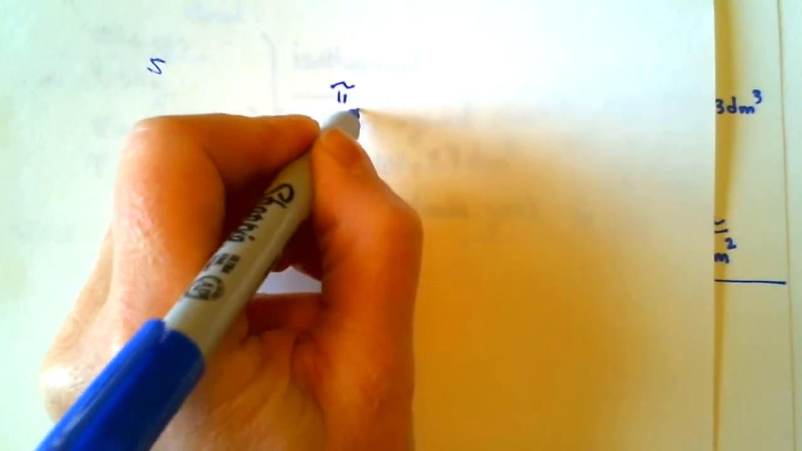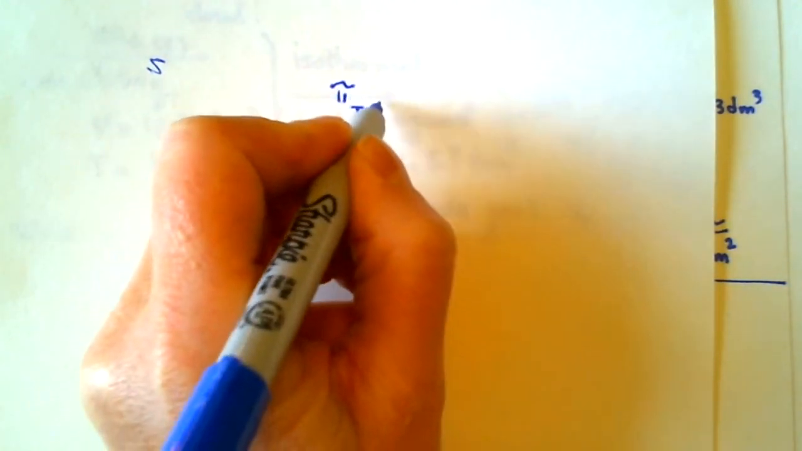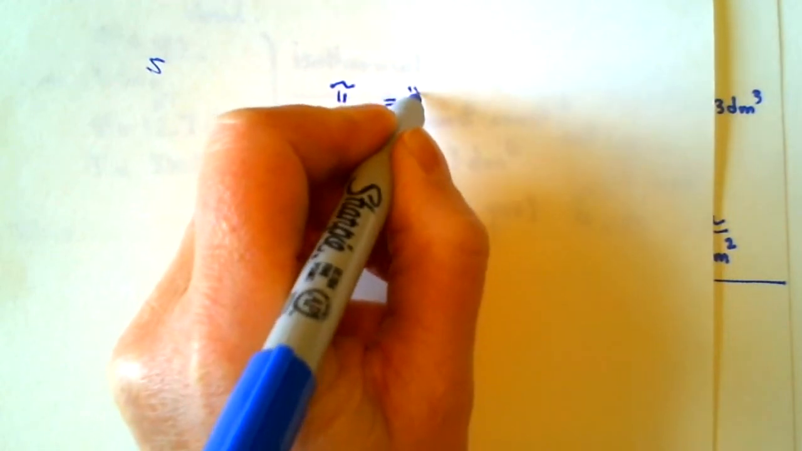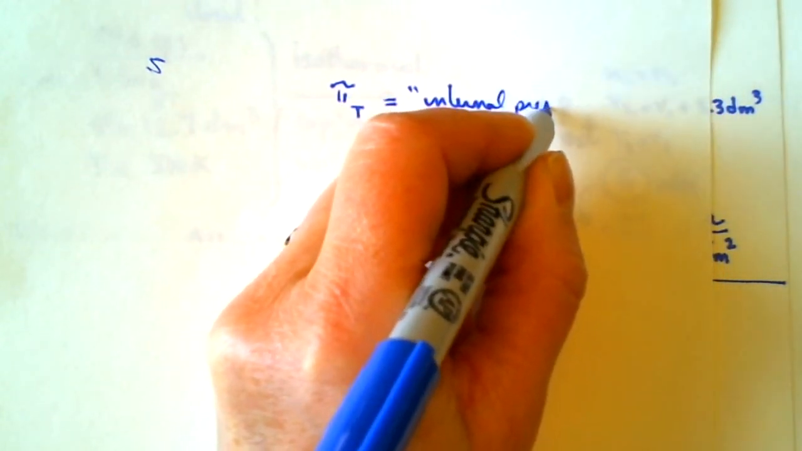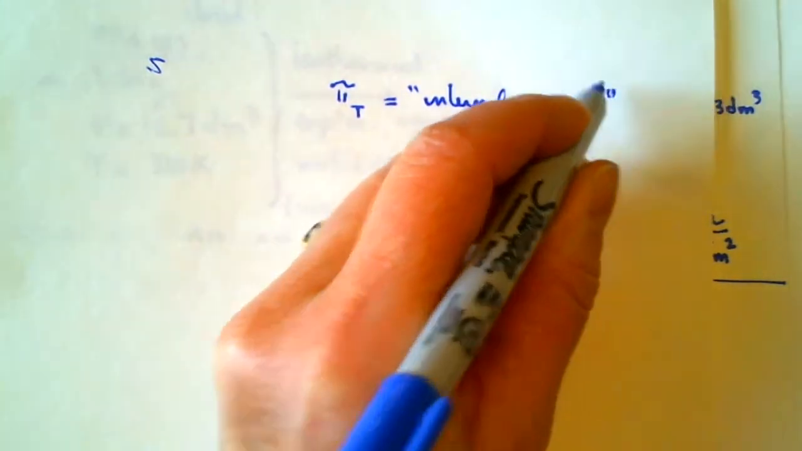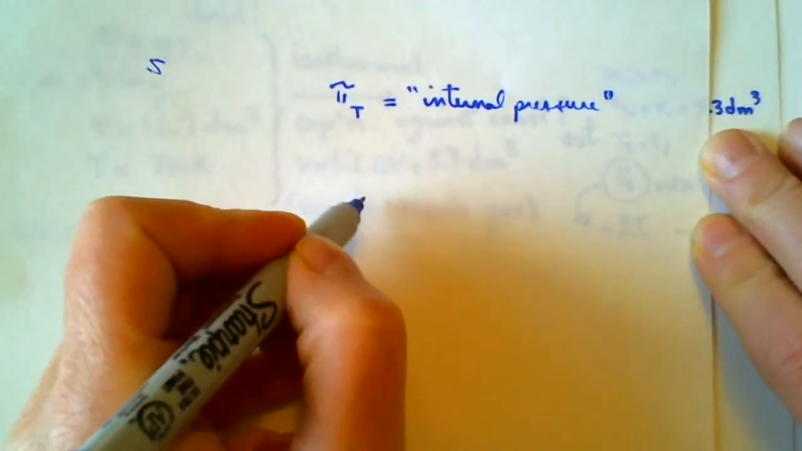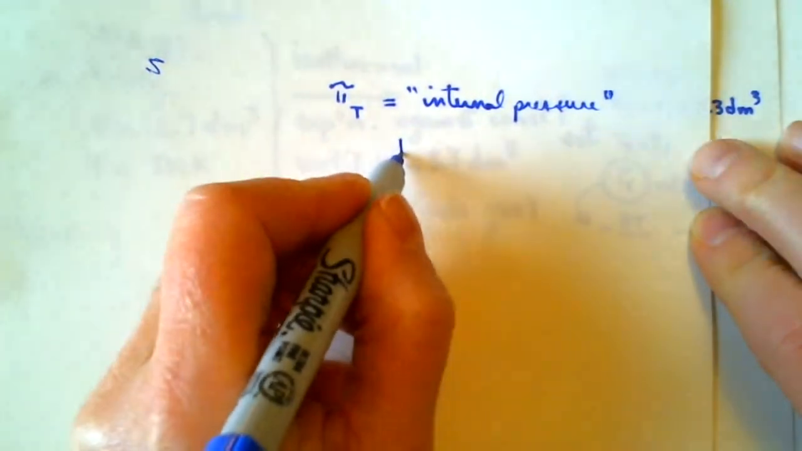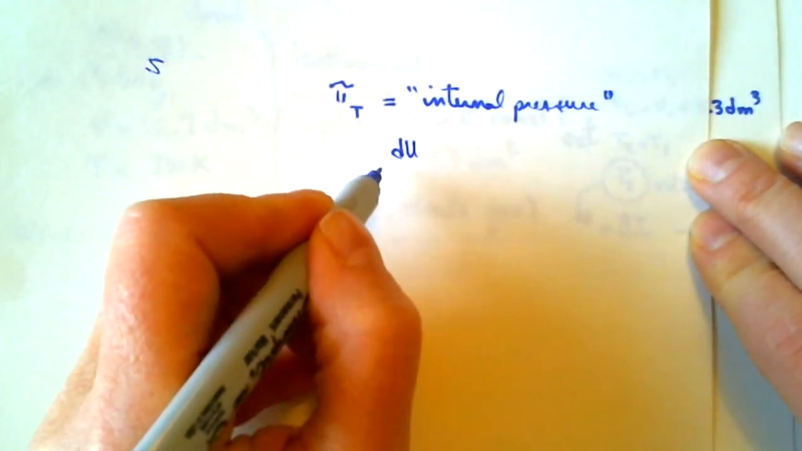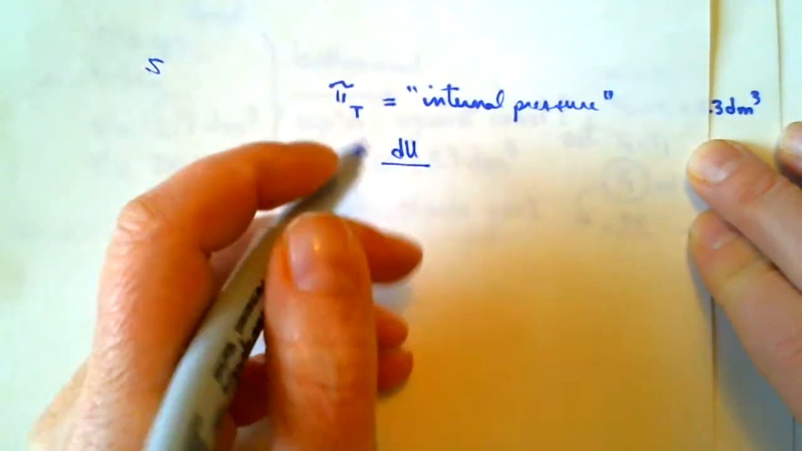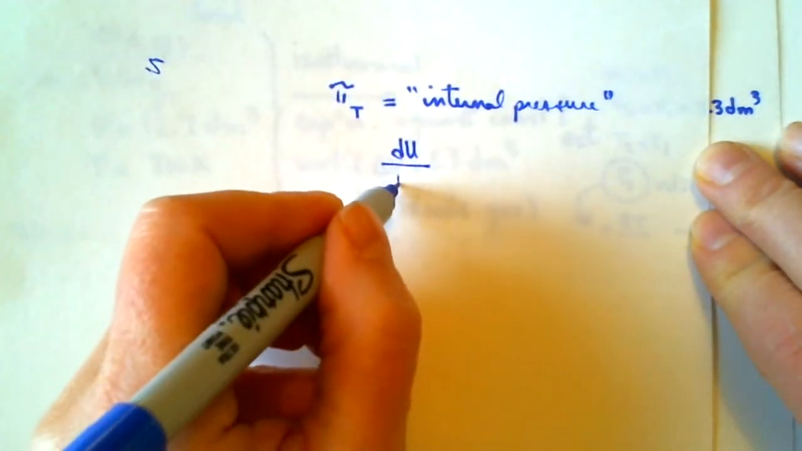That pi sub T, do you remember what it is? It was called an internal pressure, so that gives me a clue as to its units. But it was the rate of change. Joule tried to do this in his experiment. He tried to measure the change in internal energy when a gas expanded.